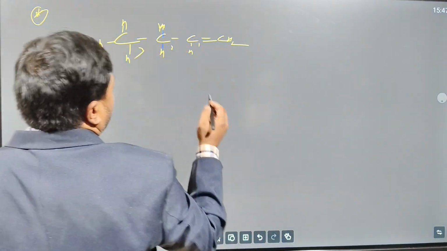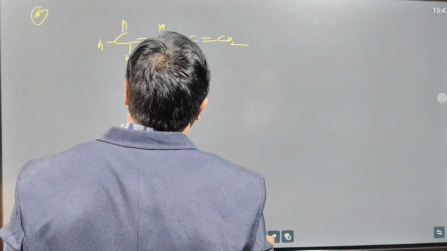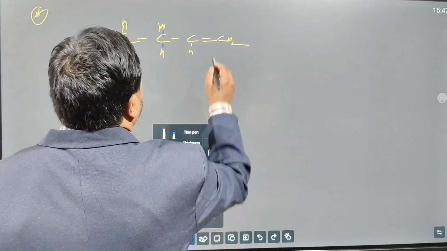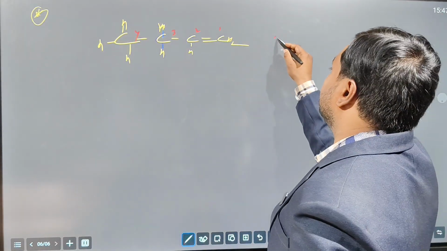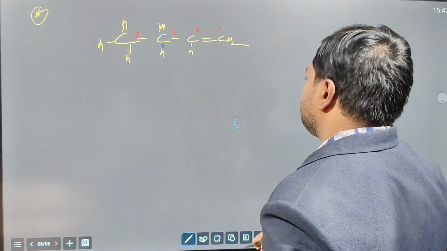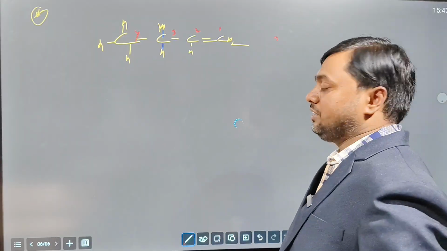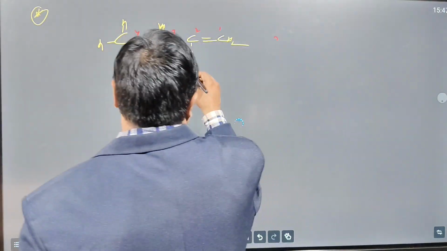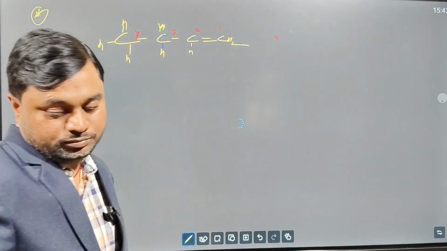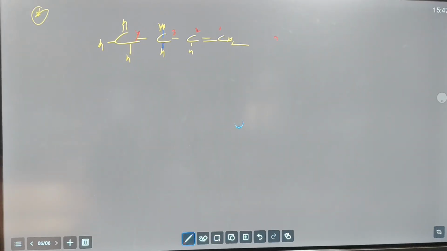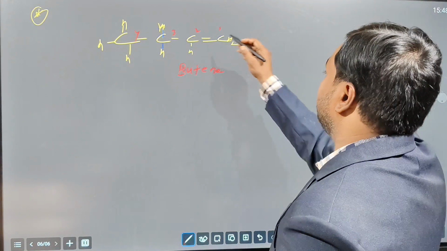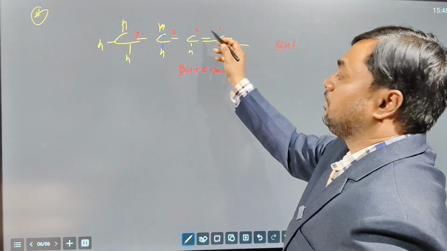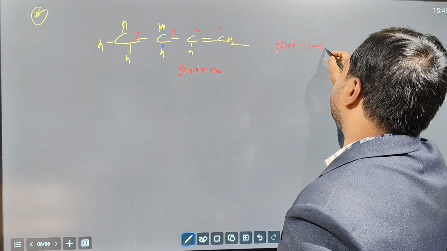How are we going to name this? Okay, sorry, count the total carbon atoms. Yes or no? So total carbon atoms are 1, 2, 3, 4. Four carbon is bute. So it is butene. Either you write butene or you give the position of this double bond. The double bond is between the first and second carbon, so you can write but-1-ene.